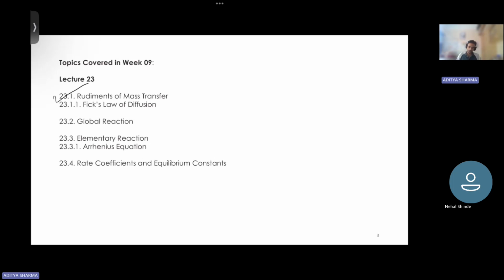So in this effort, the first topic here is rudiments of mass transfer. This topic basically is from the idea of diffusion. So if you have two or more than two species in a mixture, and when they diffuse.